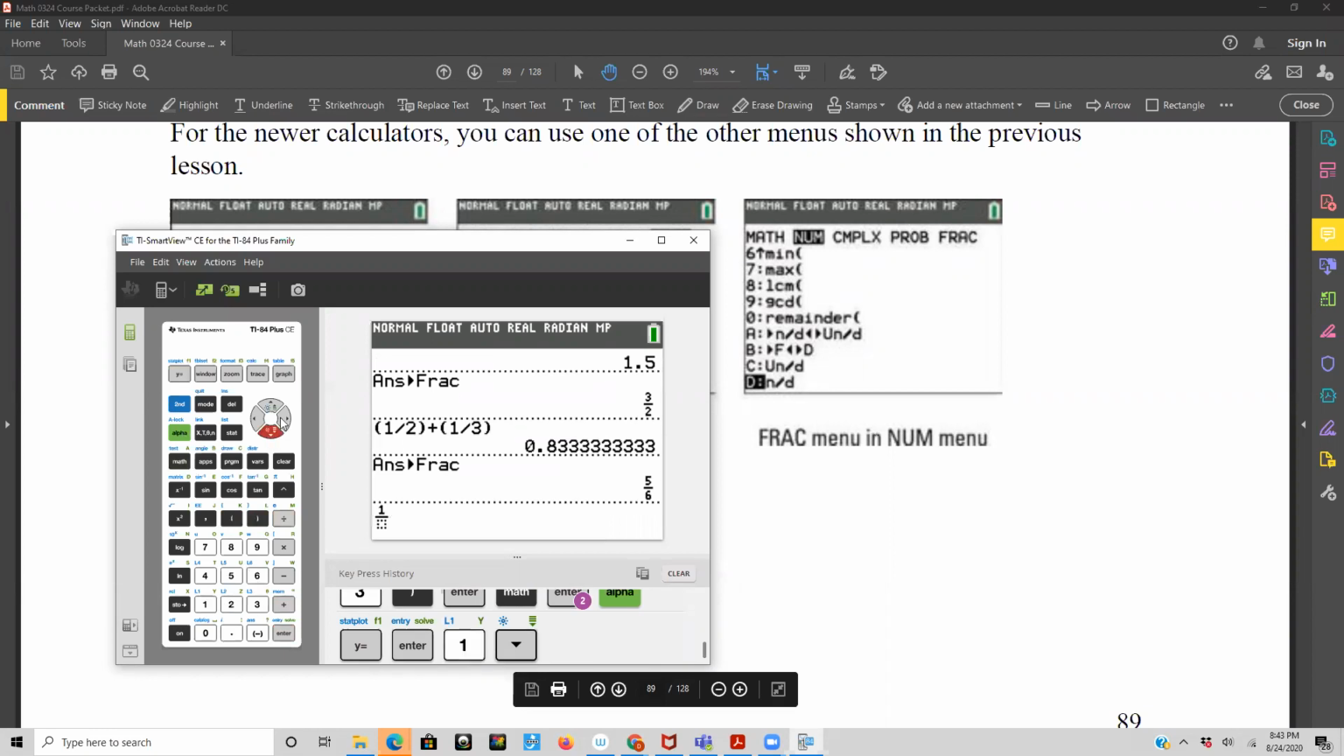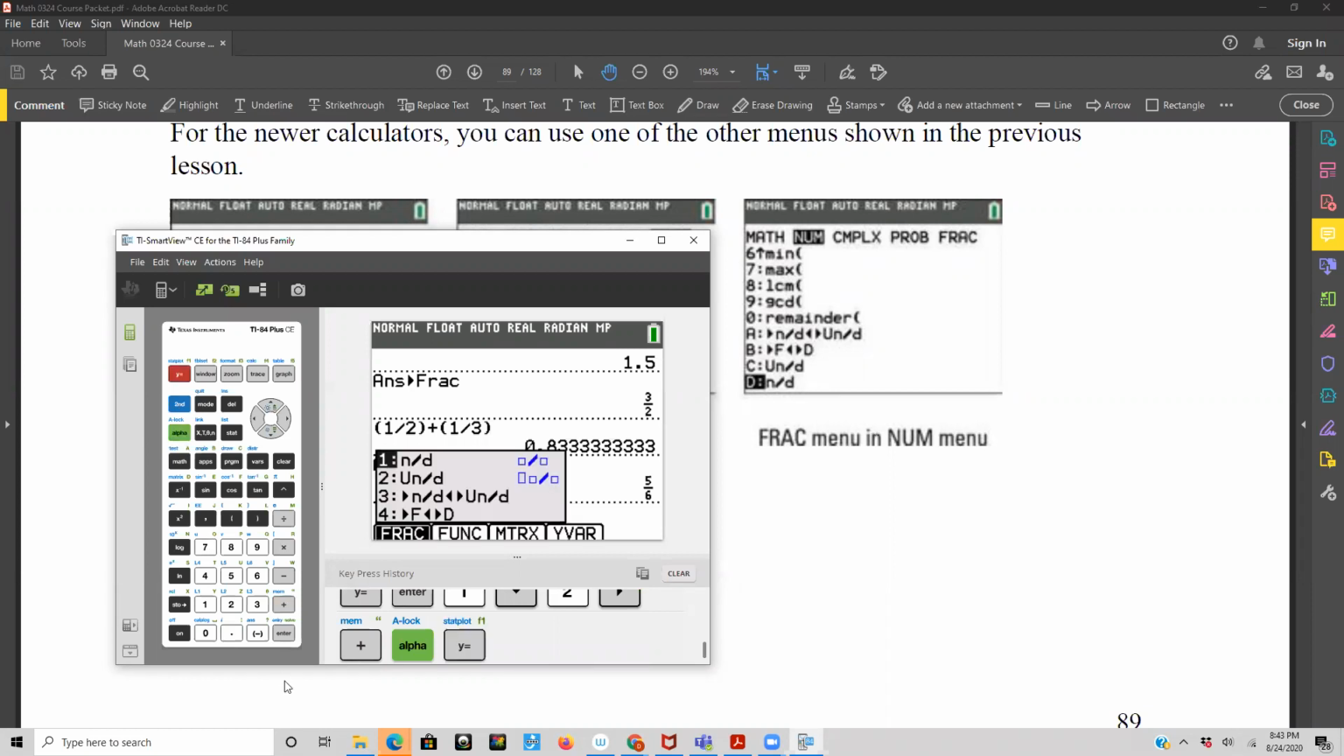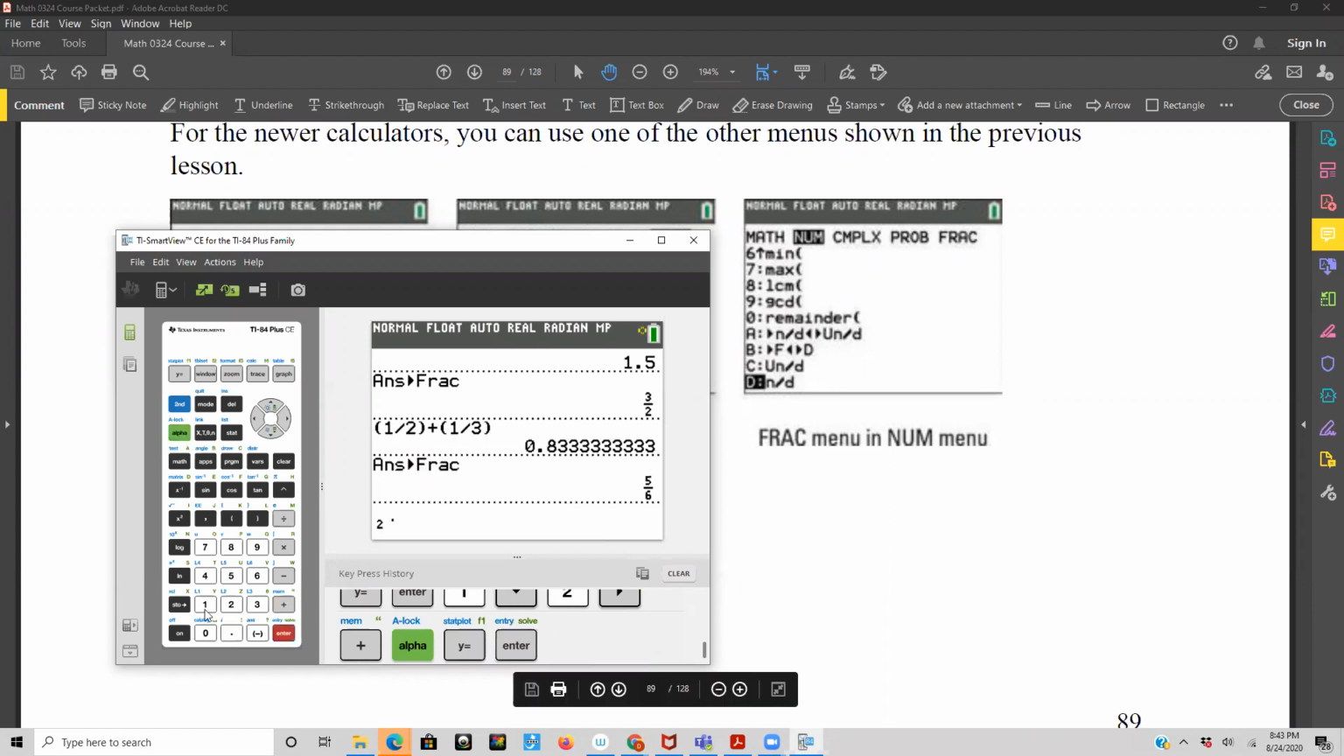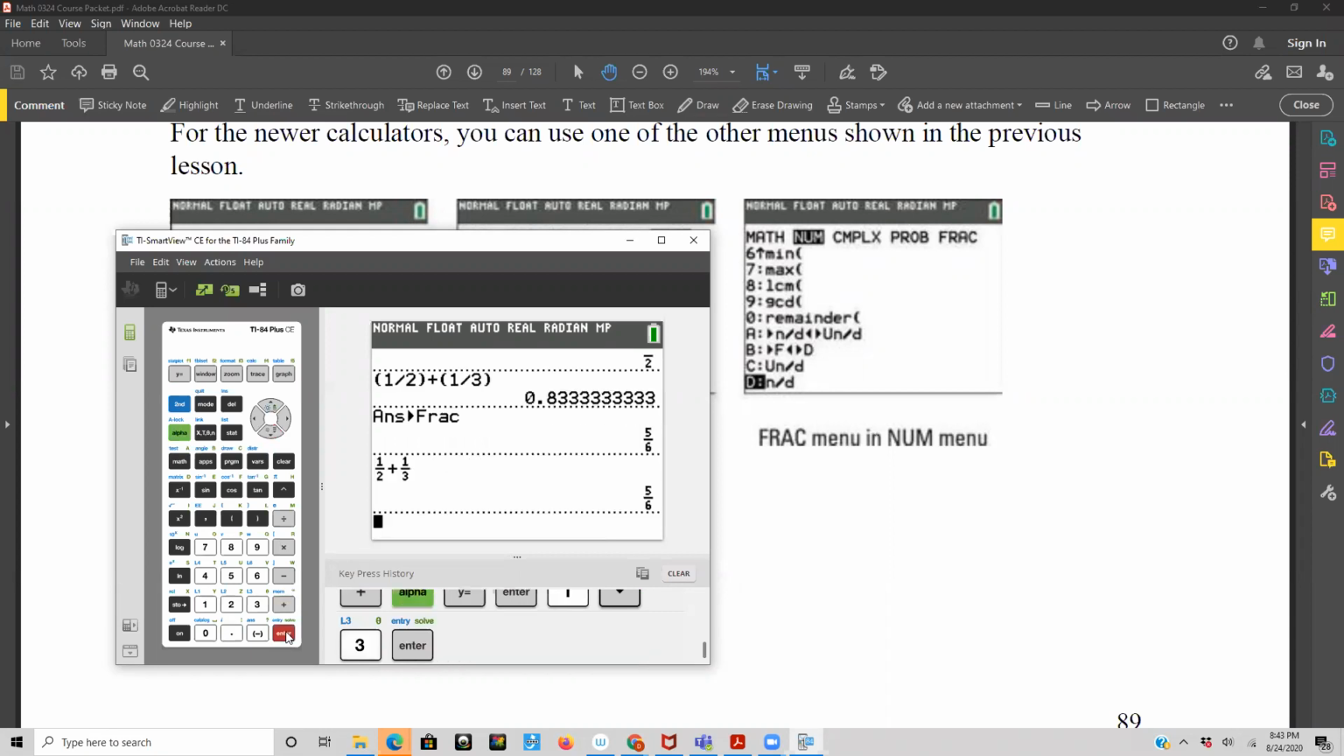1/2 plus, oh, of course, this menu, so I like it. 1 over 3 down. All right, and I get 5/6. All right, so make sure that you can add.